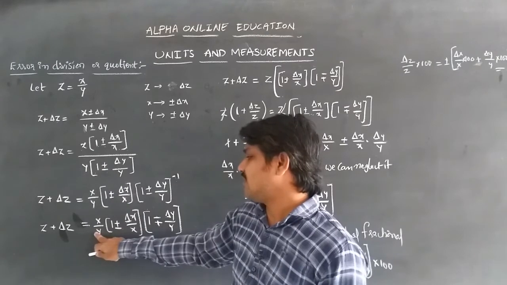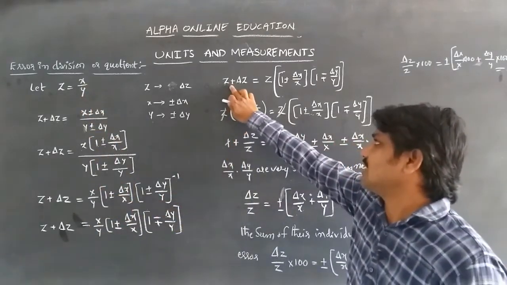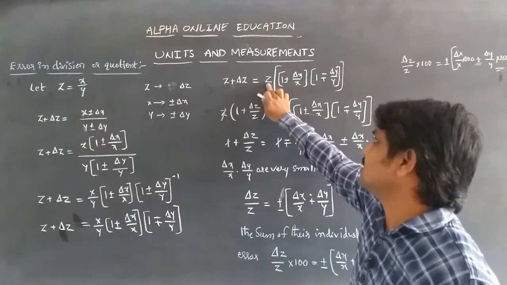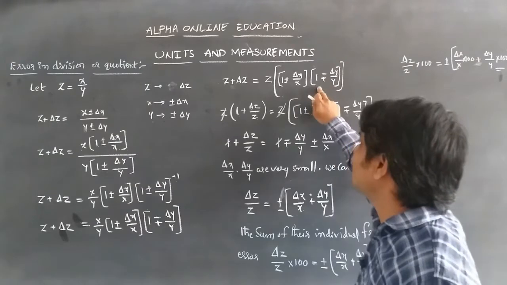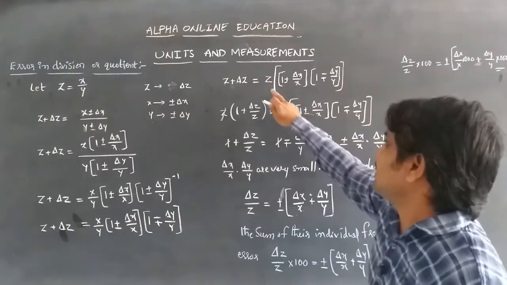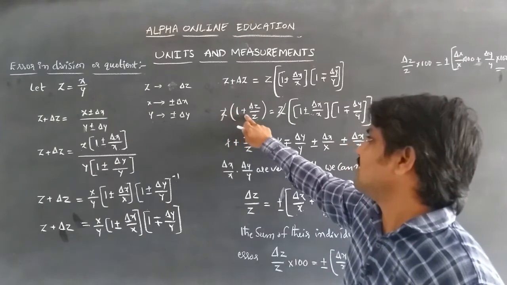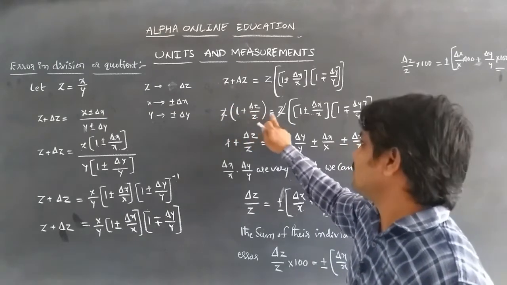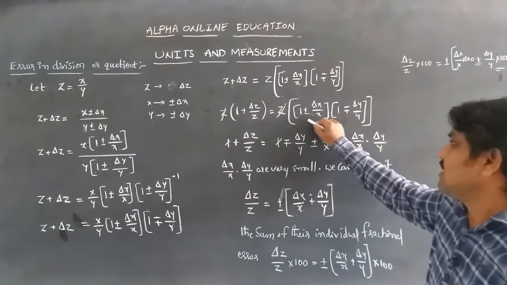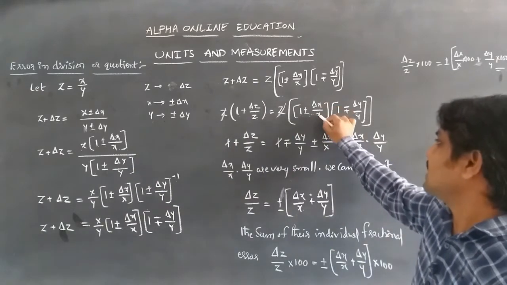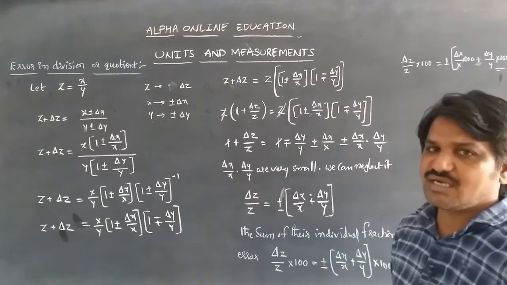Here x by y is equal to z, from the initial equation, so we write z plus delta z is equal to z, and the remaining values remain the same. Whenever z is also taken outside, we get 1 plus delta z by z, and z on both sides gets cancelled. So here, 1 plus or minus delta x by x into 1 minus or plus delta y by y, both will be multiplied.